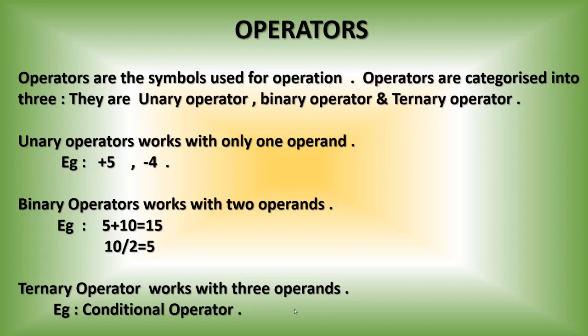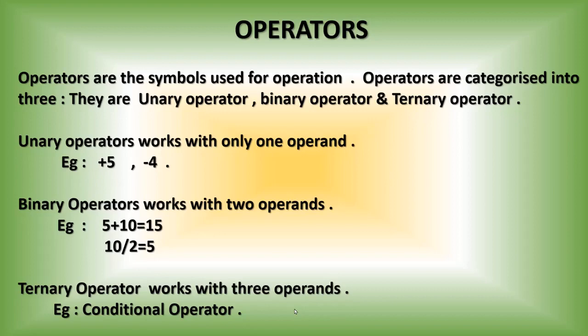The second type of operator is binary operator. Binary means it uses 2 operands for its operation. For example, 5 plus 4. Plus is the operator. Along with the plus, how many operands are there? 5 and 4. They are the operands. So for the plus operation, you need 2 operands. So plus is a binary operator, which operates on 2 operands.